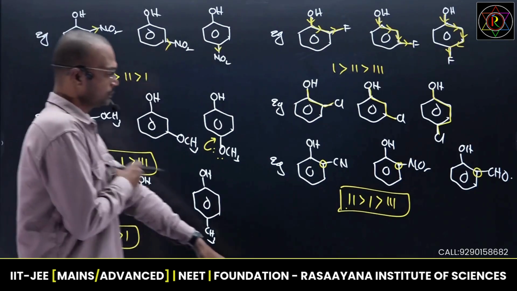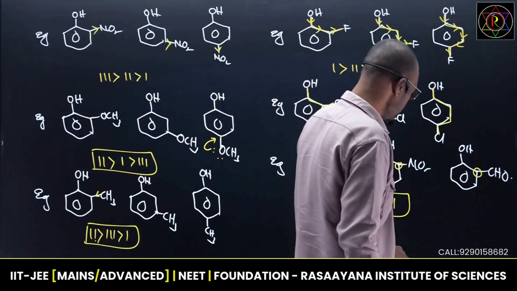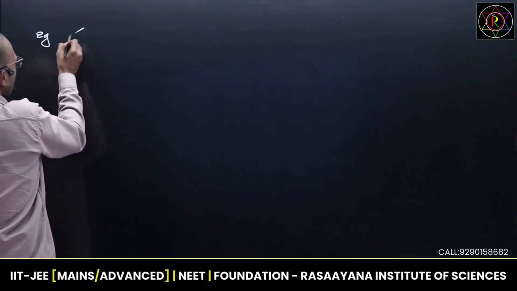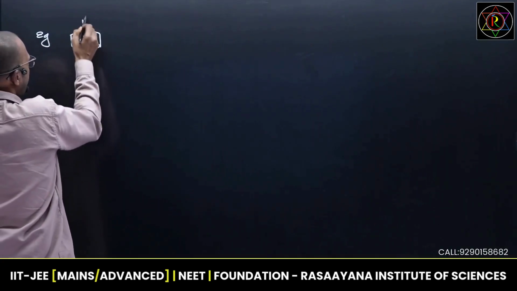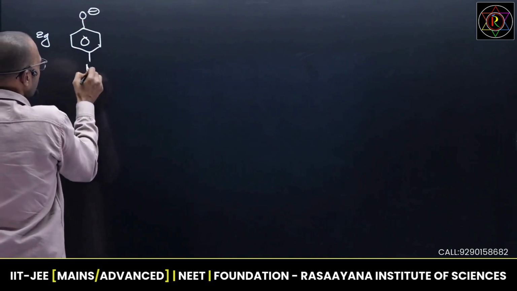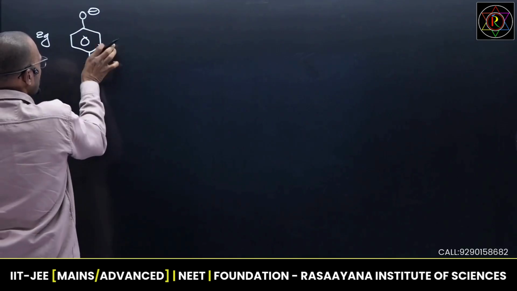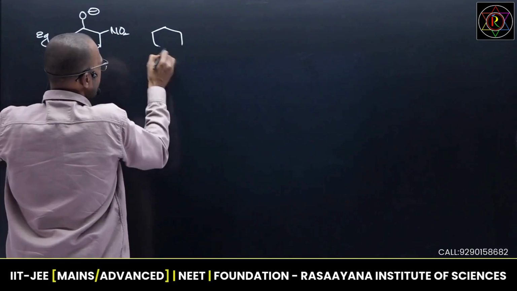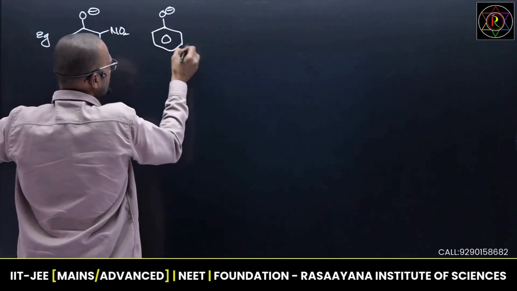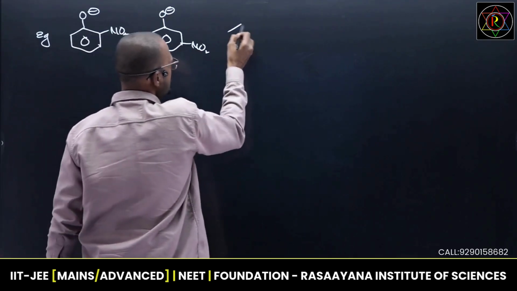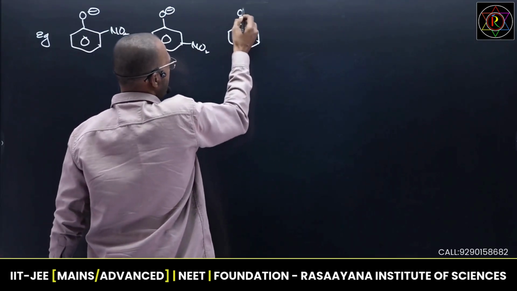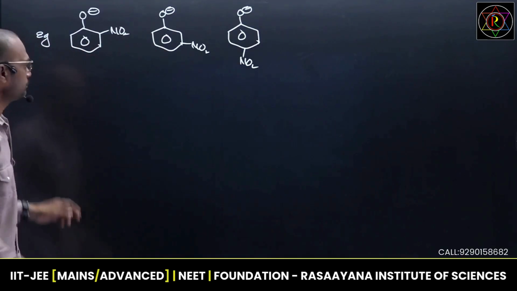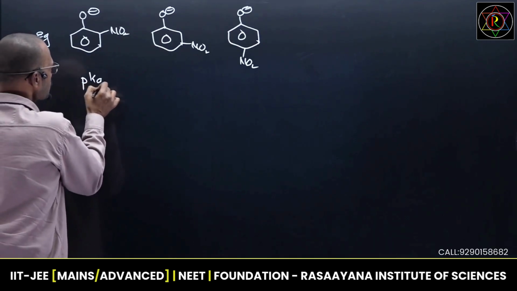Now, suppose you want to explain their basicity. Remember, phenol forms a phenoxide. This is the phenoxide when the nitro group is given at the ortho, para positions like this. This is asked in examinations. This is the meta position and this is the para position. So now I want to explain the pKa order. What is the correct pKa order?